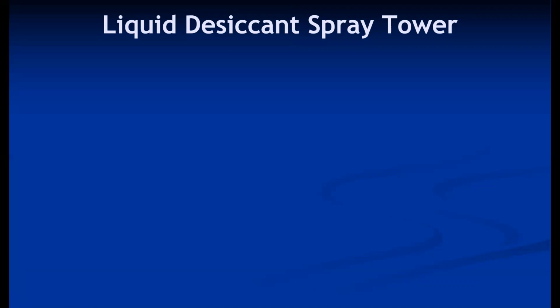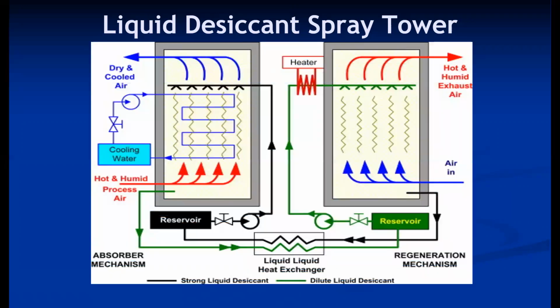Then the liquid spray tower. This is a liquid desiccant dehumidification system. It mainly consists of two spray towers. One spray tower is used for sorption purpose, and the second spray tower is used for desorption purpose. Now in the tower at the left hand side, there is a cooling coil. This is nothing but our refrigeration system, we can say. Hot and humid air is made to flow over this coil.